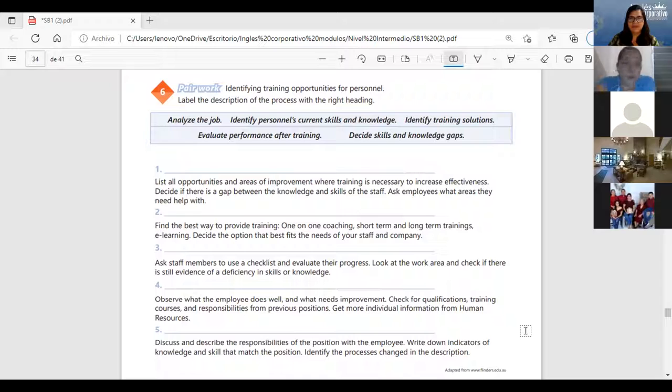Okay. Okay. Find the best way to provide training, one-on-one coaching. Provide. Yo qué dije, teacher. Pero ahorita, ahorita todo es vale, Rosy. No, probé. No, es que lo leí en español, teacher. No, mentira. Okay. Find the best way to provide.